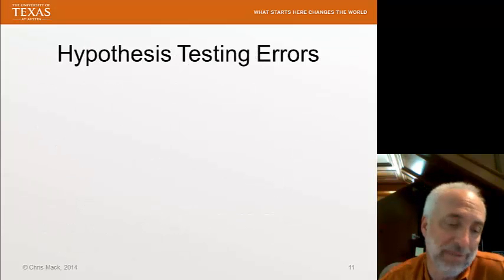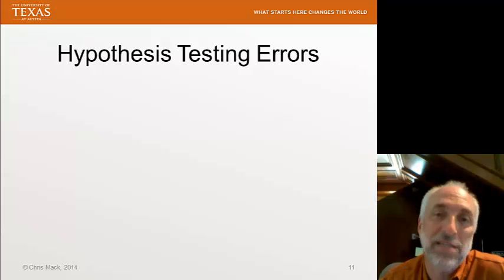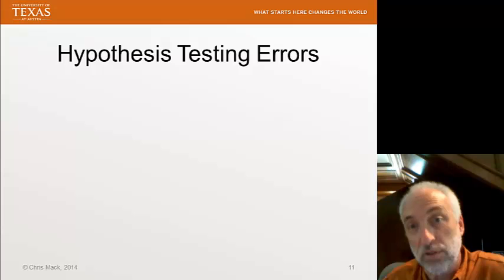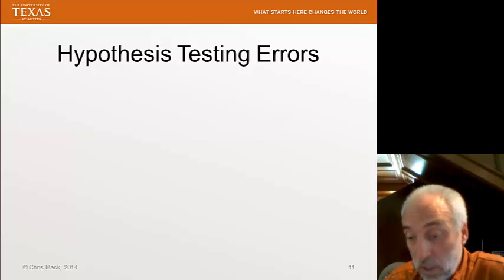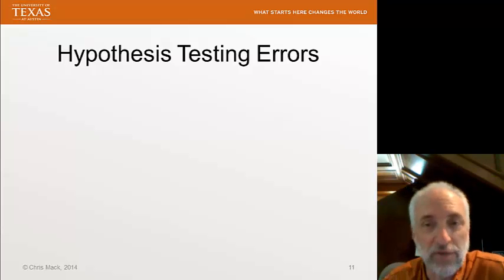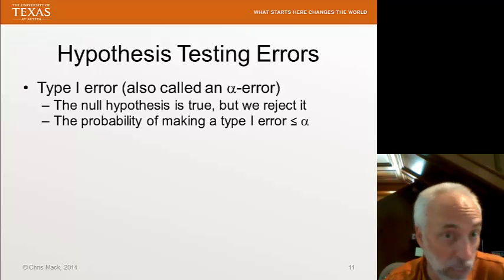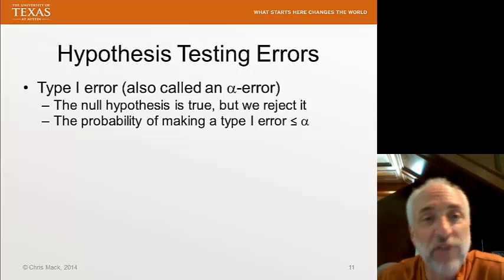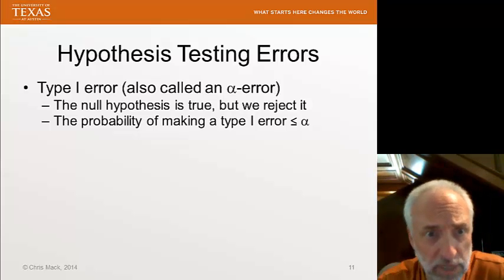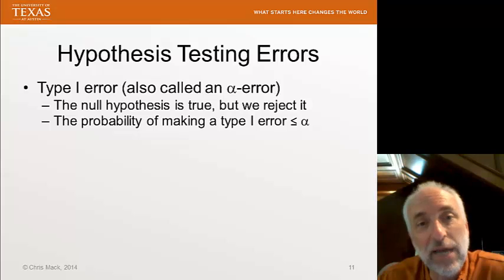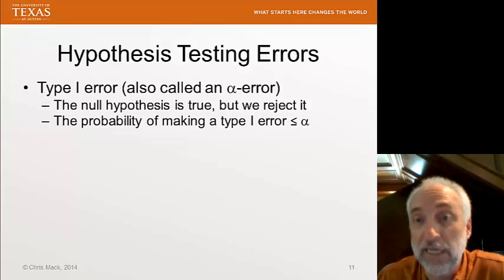Now, even independent of those ways of gaming the hypothesis testing procedure, let's talk about errors in hypothesis testing, because with any significance level, there's a possibility that your answer is wrong. In fact, we call this type of error, the first kind of error, a type 1 error, or an alpha error. An alpha error is the error that the null hypothesis is true, but we reject it anyways.